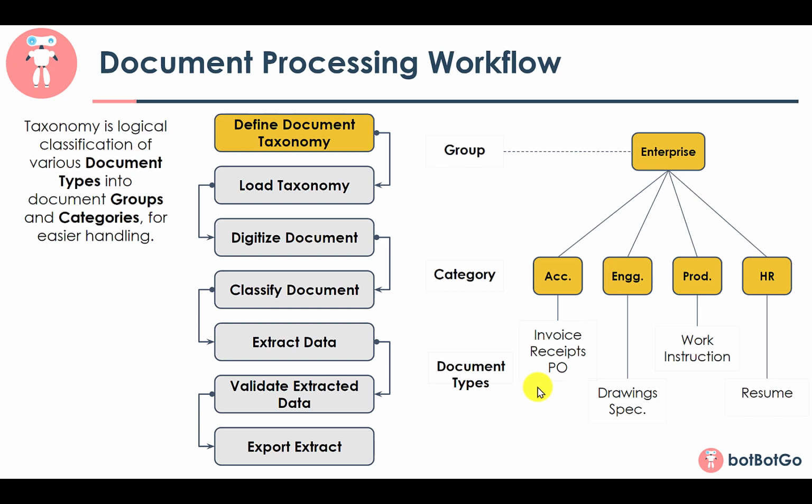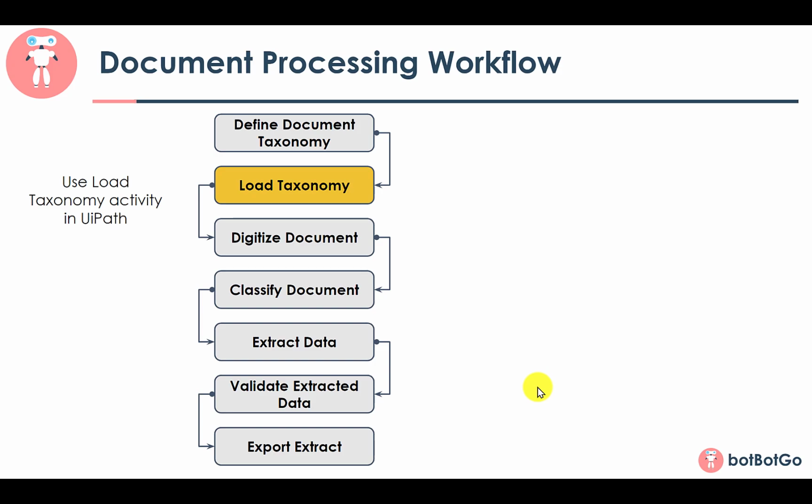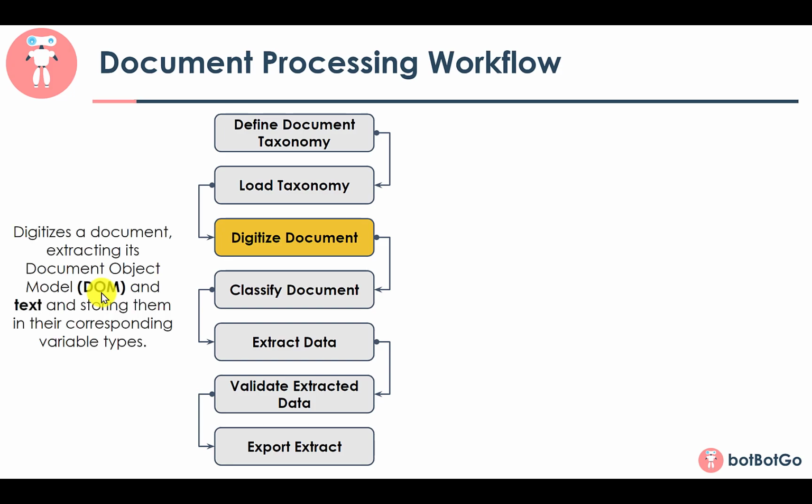And once the taxonomy is defined, we move to the next step, which is loading the taxonomy. There's already a UiPath activity called load taxonomy. And each of these activities comes under the Intelligent OCR package. Once we are in UiPath Studio, we will also see how to install this package. Once the taxonomy has been loaded, the next step is to digitize the document.